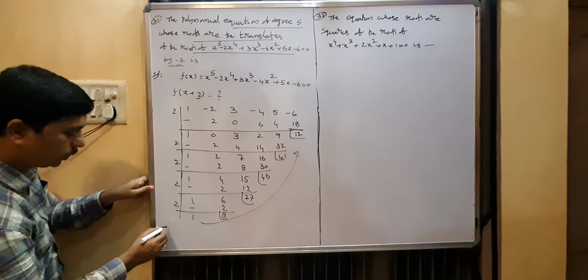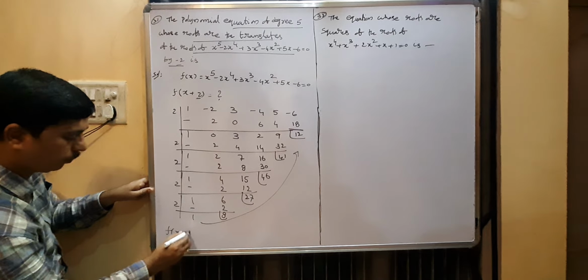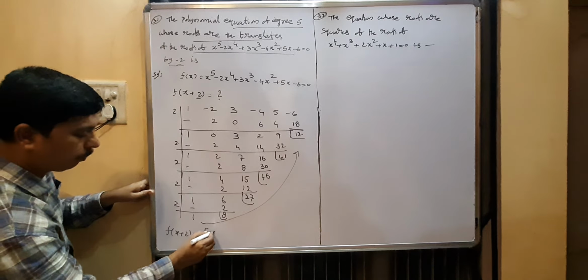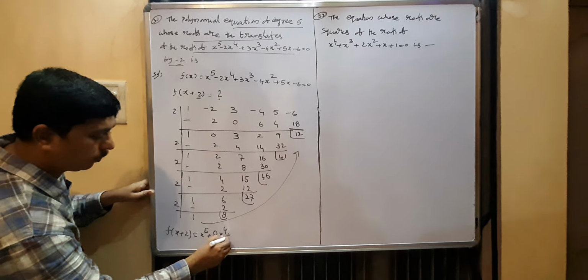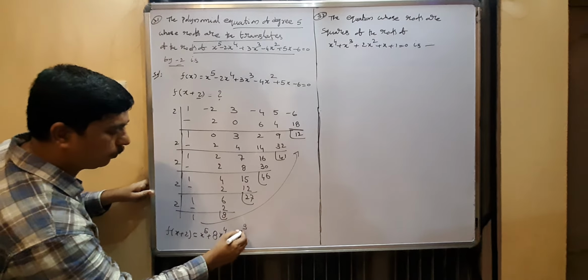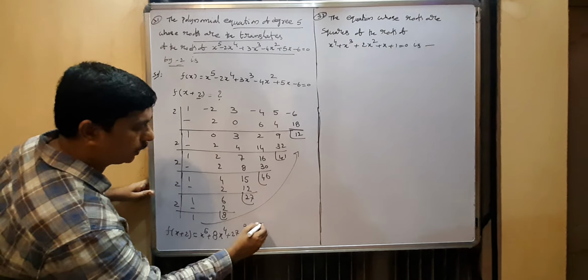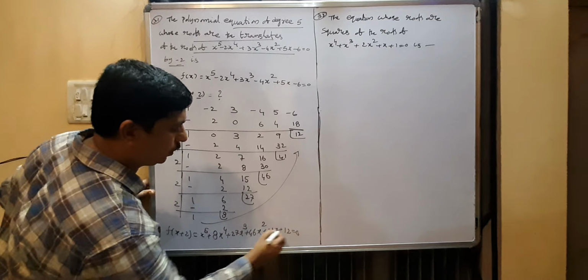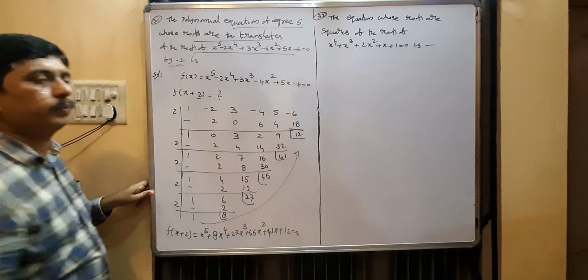f of x plus 2 equal to 1 into x power 5 plus 8x power 4 plus 27x cube plus 46x square plus 41x plus 12 equal to 0. This is the answer. Copy the problem.